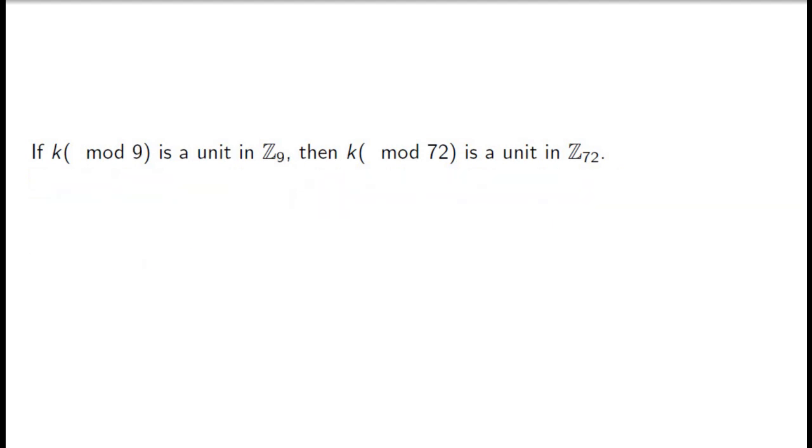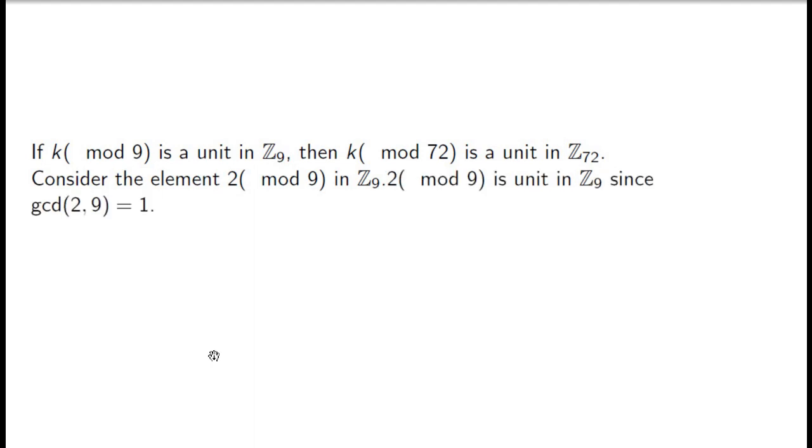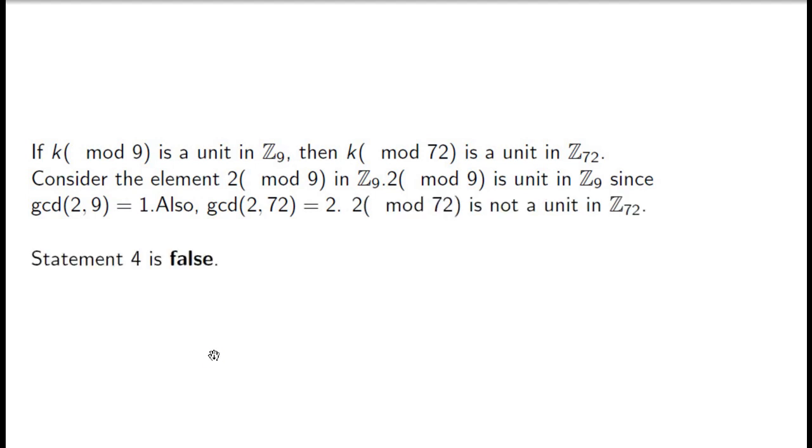Coming to the last statement: if k mod 9 is a unit in Z9, then k mod 72 is a unit in Z72. Consider the element 2 mod 9 in Z9. Now 2 and 9 are relatively prime, and hence 2 mod 9 is a unit in Z9. Now GCD of 2 and 72 is 2, since 2 divides 72, and hence by our result we can say that 2 mod 72 is not a unit in Z72, and thus statement 4 is also false.